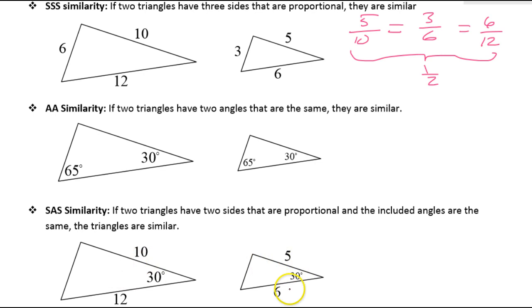And again, when I talk about these sides being proportional, I'm saying that if I make little fractions out of them, like 5 over 10 and 6 over 12, each of those fractions will be equal to each other. That's what it means to be proportional. They're both 1/2.